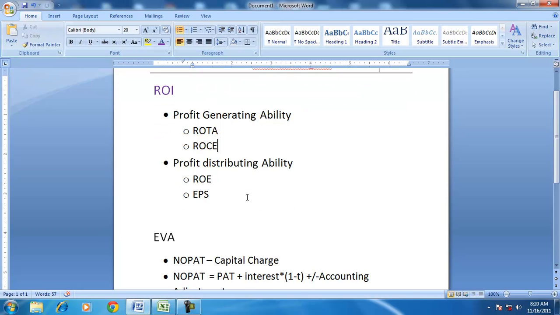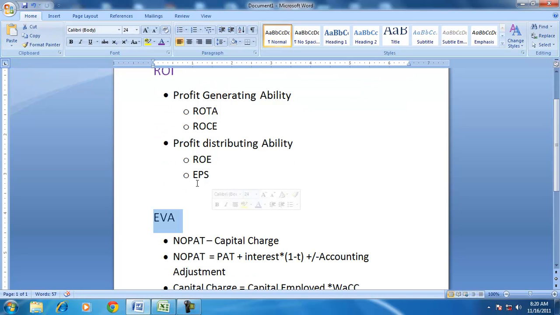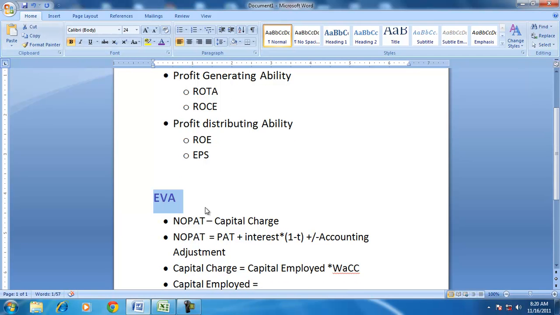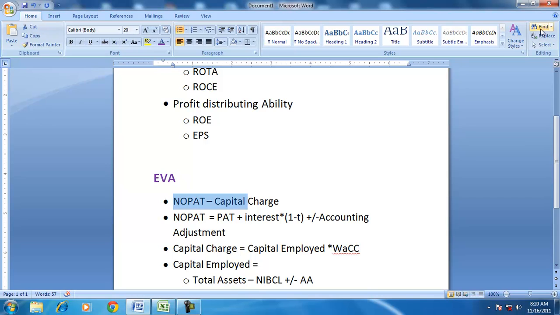Another variation of a profitability indicator is the economic value added, and EVA is NOPAT minus capital charge. NOPAT is an adjusted profit, or a profit of an unlevered firm, and is calculated as PAT plus interest into 1 minus T, plus or minus the accounting adjustments.